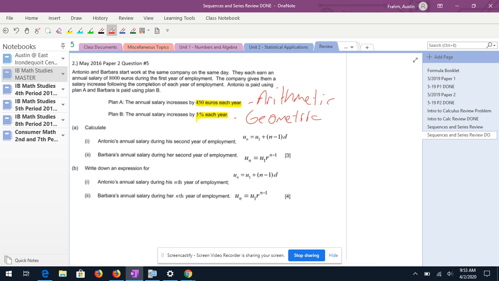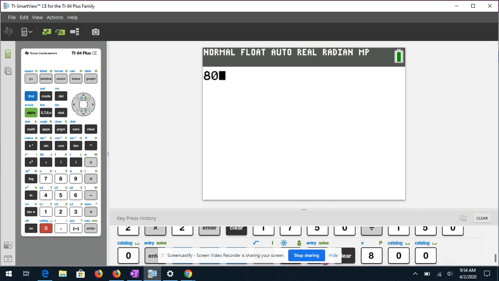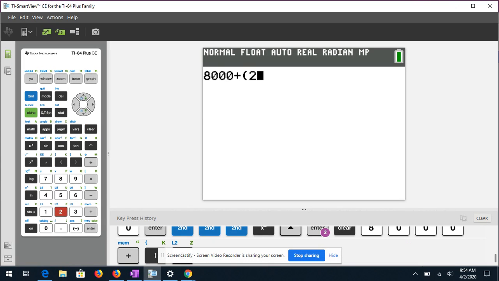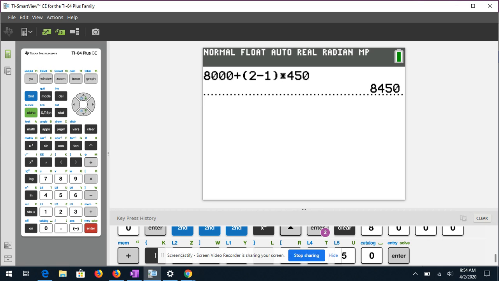So for problem A, it says calculate in part 1 Antonio's annual salary during his second year of employment. So we're going to be using the Un equation for an arithmetic sequence. So U2 is going to equal U1, which is 8,000, plus 2 minus 1 times our d value, which is 450. So if we put that in the calculator, we're going to get 8,450.